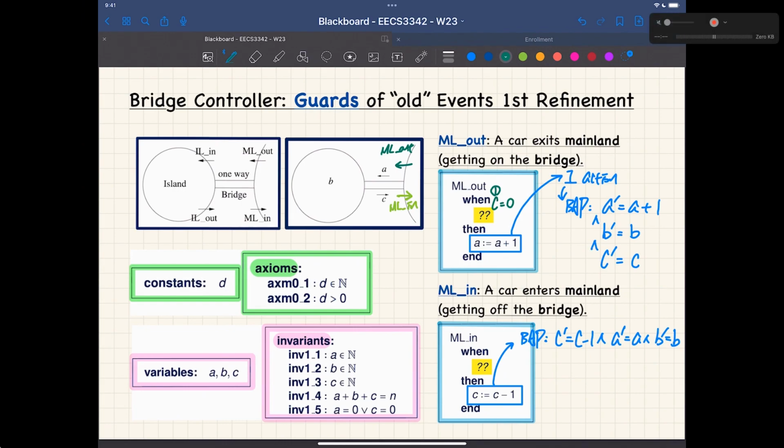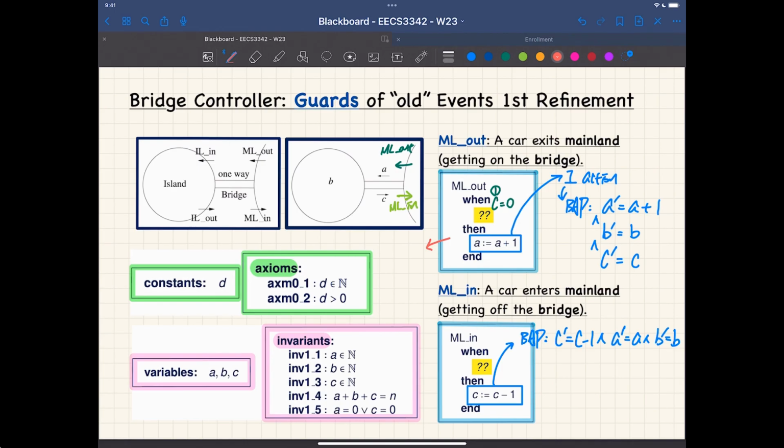Basically, you want to think about, let's say for ML out over here, I'm trying to add a car into here, right? But how is that limited? Okay, let me say this. I need to write down all the relevant constraints over here. So this one is a bit tricky, okay?